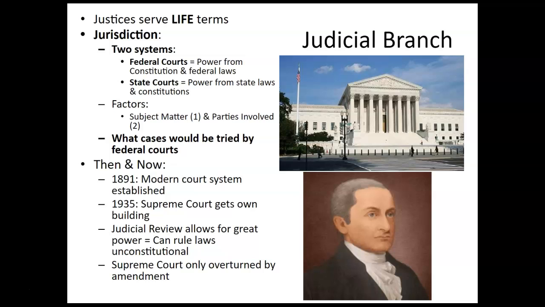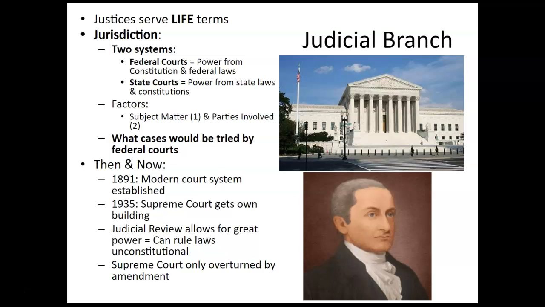Now, judicial review, like I said, is very, very important. We talked about this earlier in the last lecture. It allows for great power within our judicial branch. And it's all about remembering what judicial review means, everybody. It's the ability to rule something constitutional or unconstitutional. Do not forget that. Now, this last bullet point here is very important as well.